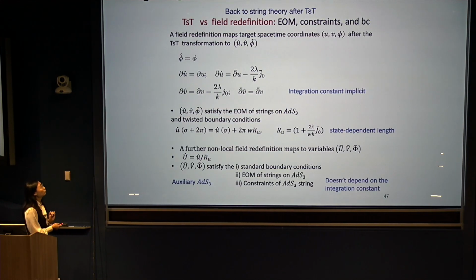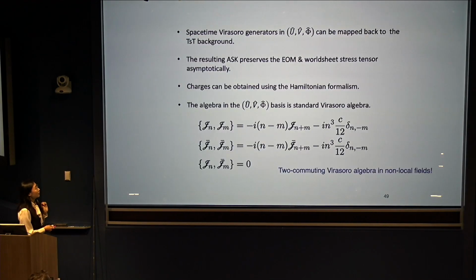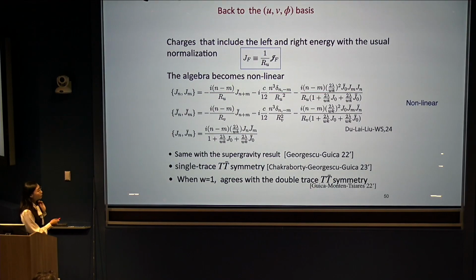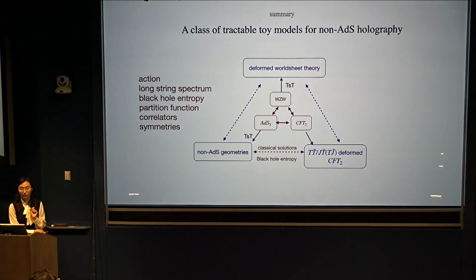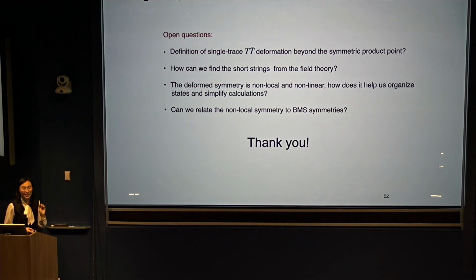And we can also do it for this TsT transformed theory. And here is the final result. If we write everything back into our physical variables, here is the symmetry. It's very nonlinear, but it agrees with previous results. Okay, so here is a summary, and I leave the screen here with some open questions. With that, thank all of you.